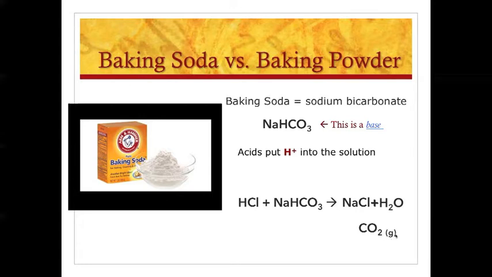Now, when we bake something, we want those air bubbles in there. We want it to be light and fluffy. So baking soda is sodium bicarbonate, and that means it will react with an acid. I'm going to show that with this vinegar. Vinegar is a great acid to use. We've got it in the kitchen. So let's take a look at what happens when we add these two together.